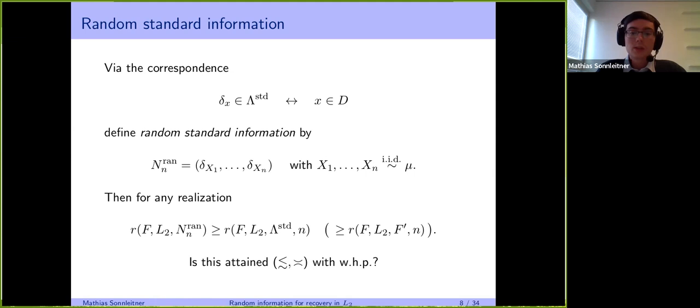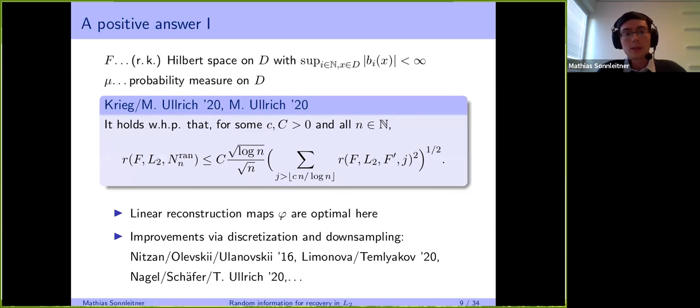And there's a result which answers this in the positive, namely in the case where we have a reproducing kernel Hilbert space on D. So we have continuous function evaluations, which we assumed, and some basis of this reproducing kernel Hilbert space, which is assumed to be uniformly bounded in the L infinity norm. And we assume that the measure mu is a probability measure. Then it was shown by David Krieg and Mario Ulrich in 2020, and with a probability improvement by Mario Ulrich, that we have with high probability, sub-exponential in n in fact, some constants such that the radius of this random information is bounded by a constant times this prefactor here.